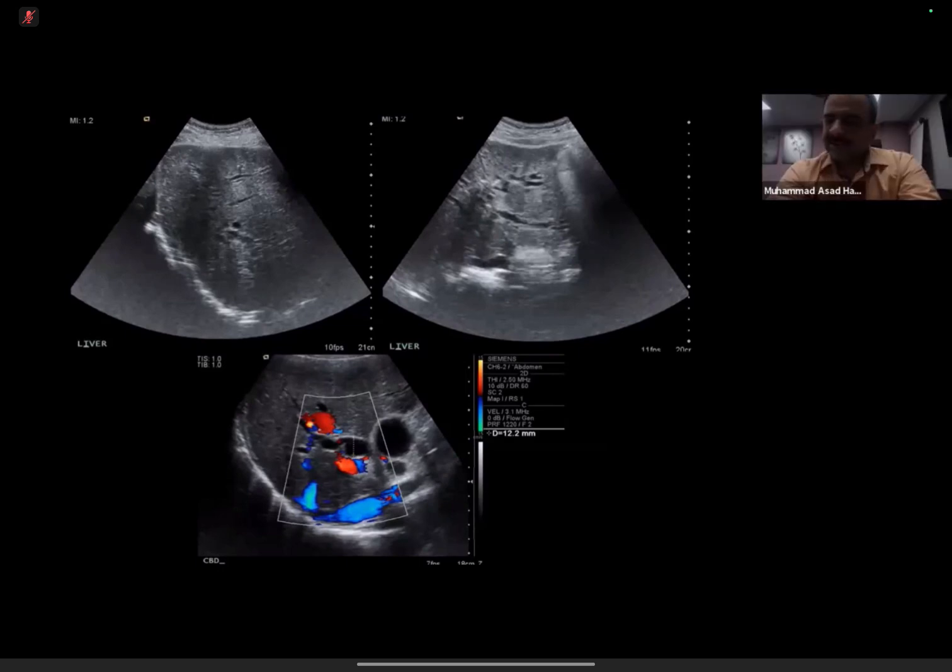Good. As you rightly described, this appears to be normal liver parenchyma. There is intra and possibly extrahepatic biliary dilatation. This patient presented with obstructive jaundice. We could not identify the cause. How can we help this patient? What would you be recommending while writing a report for this patient?